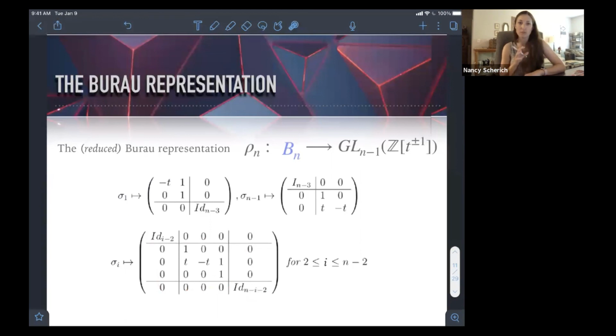And that 3x3 block is encoding the crossings. The sigma i has a crossing between the strands i and i plus 1. And so that 3x3 block is encoding that little crossing along the way. Yeah, it has a parameter, this variable t that shows up in there. And this is the representation that you would use in order to compute the Alexander polynomial. So once you get a matrix like this, it's going to have polynomial entries. It actually has Laurent polynomial entries. So these coefficients have t and t inverses in them.